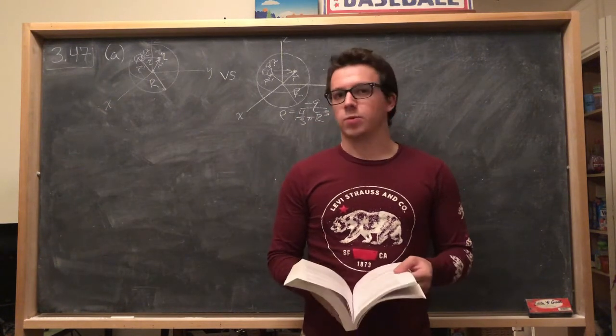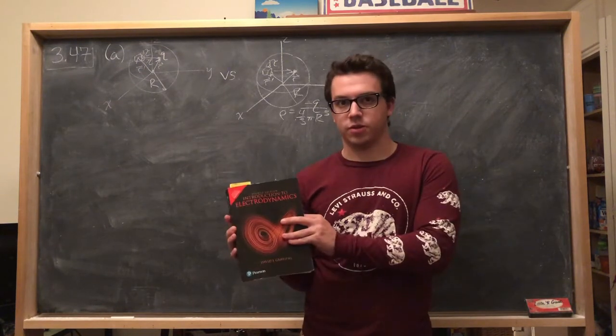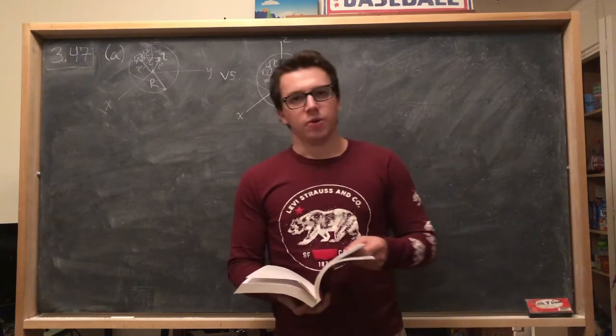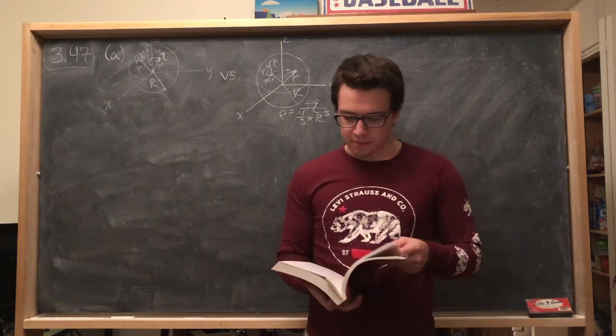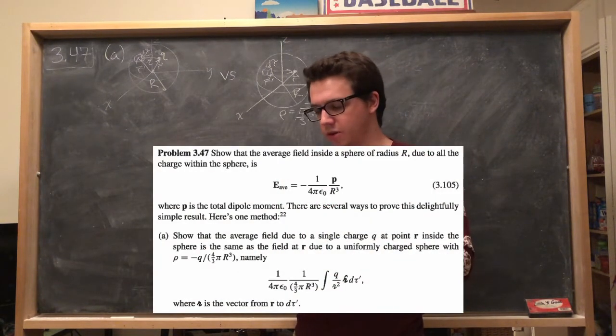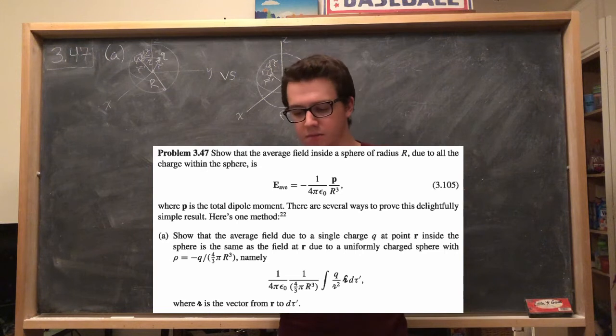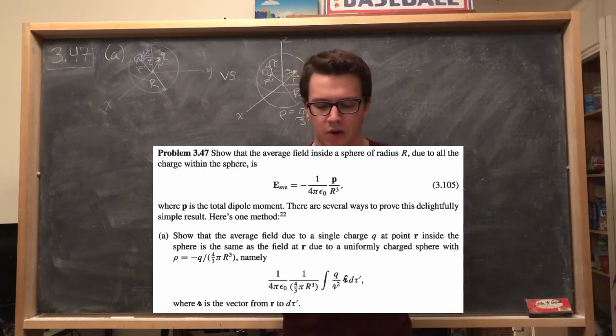We are going to be doing problem 3.47 from Griffiths' Introduction to Electrodynamics. And 3.47 asks this. Show that the average field inside a sphere of radius r, due to all the charge within the sphere, is E average equals minus 1 over 4 pi epsilon naught p over r cubed, where p is the total dipole moment.